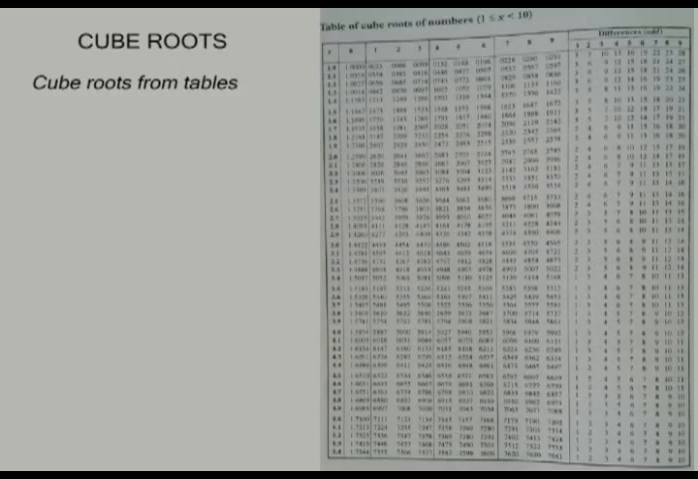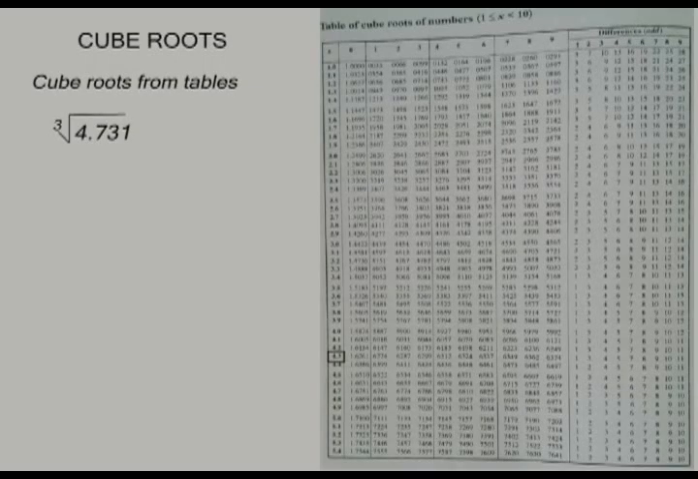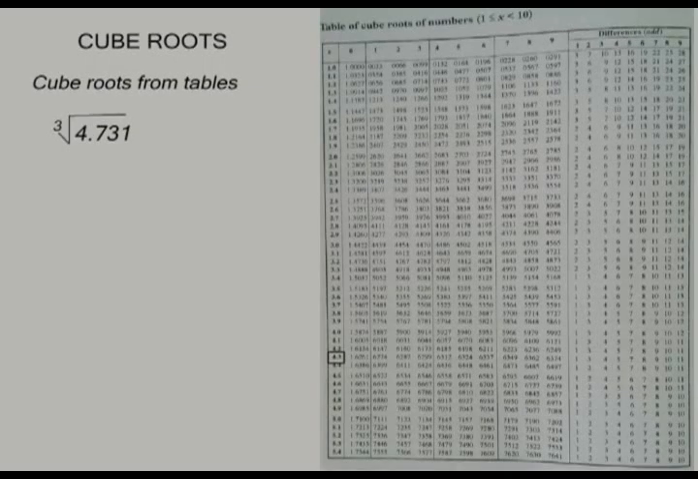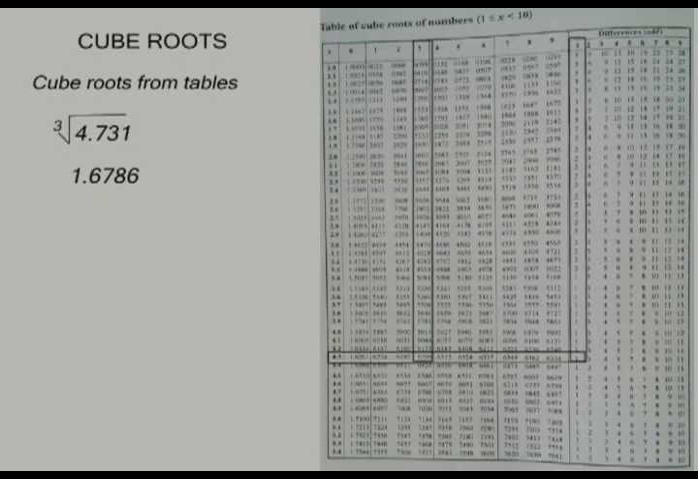For example, the cube root of 4.731. We go to 4.7, move along that row up to where it coincides with the column of 3. The number here is 6786. Notice, however, that all numbers in that entire row begin with 1 point. So I put 1 point and the number is 1.6786. To the differences column, we go to column 1 and the figure is 1. So we add to it 1.6786, we add 1 and we shall get 1.6787.